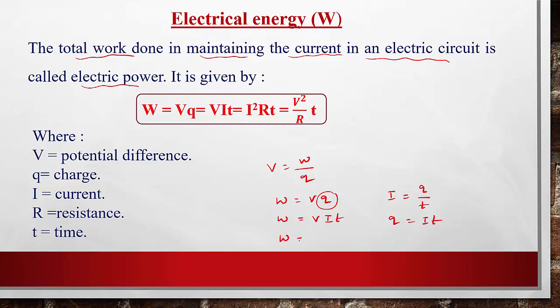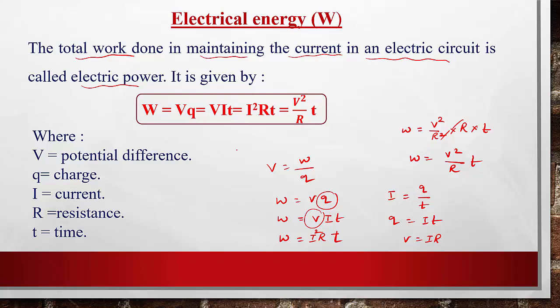Or it can be written using Ohm's law. In place of V, we write V equal to IR. Substitute here: IR into I into T. I into I will be I square RT. Or we can write this equation as W equal to, in place of I, V divided by R. V by R means V square by R square, into R into T. R will get cancelled. So we get V square by R into T. So this is also another form of electric energy.